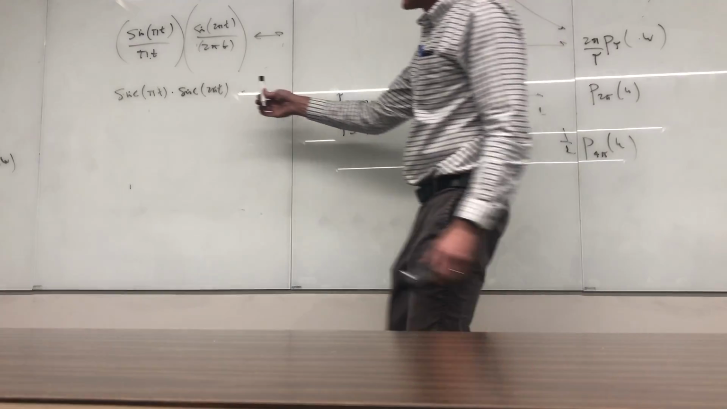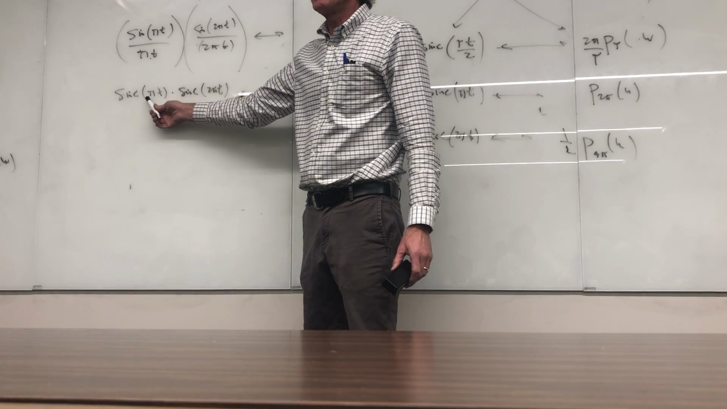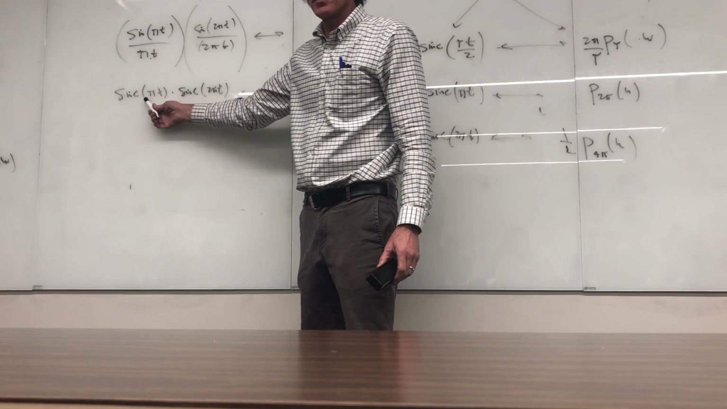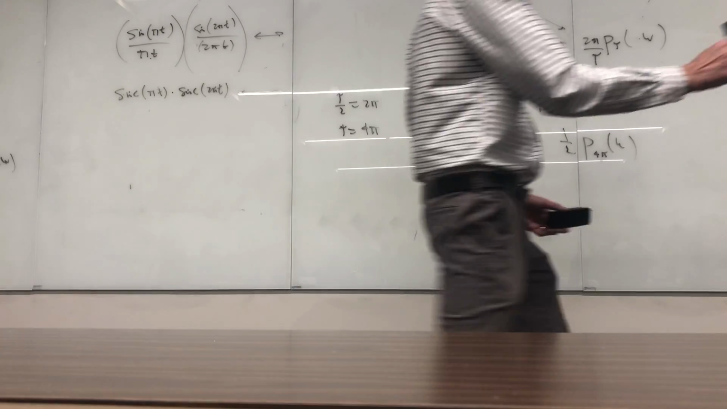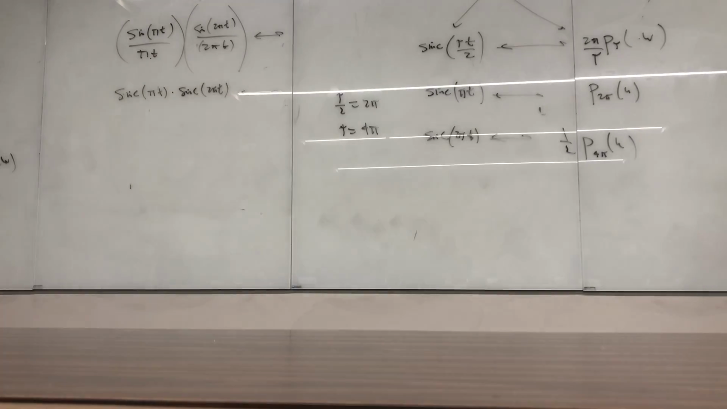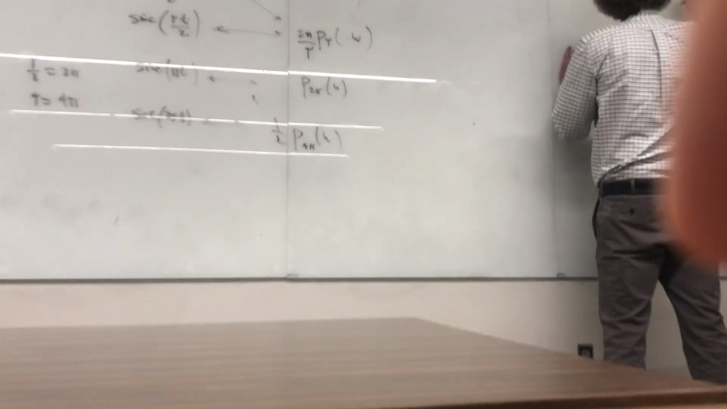This goes to this goes to this. So multiplication in time, if I wanted the transform, would be convolution in the frequency domain. Do you all agree with that? I'm going to put that up here. So now my answer would be p of 2 pi of omega convolved with p of 4 pi of omega.